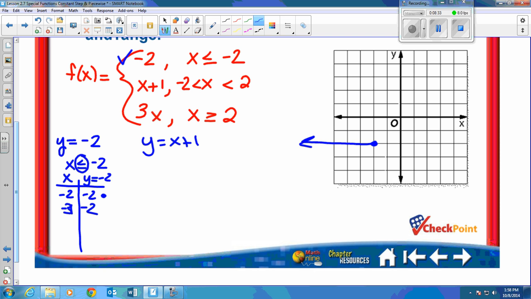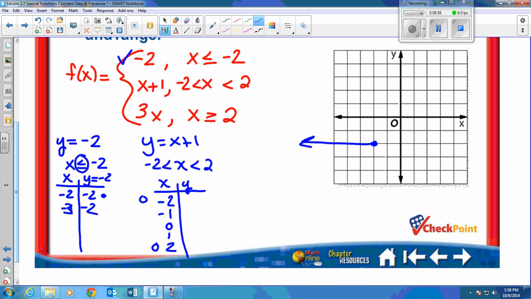Linear. What's his slope? 1. But I'm only going to graph him where x is greater than negative 2 and also less than 2. Now, even though these endpoints aren't included, I have to graph them as open circles. So there's going to be an open circle at negative 2. Greater would be negative 1, 0, 1. All the way up to 2, there's going to be an open circle at 2.